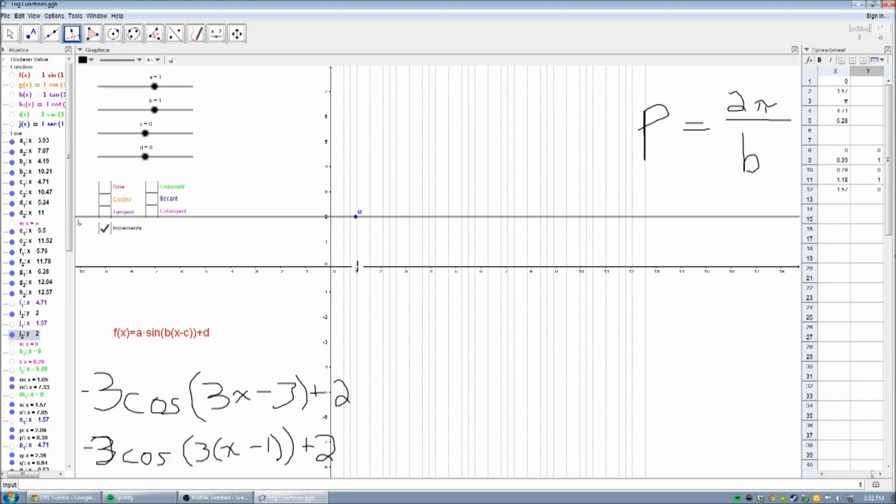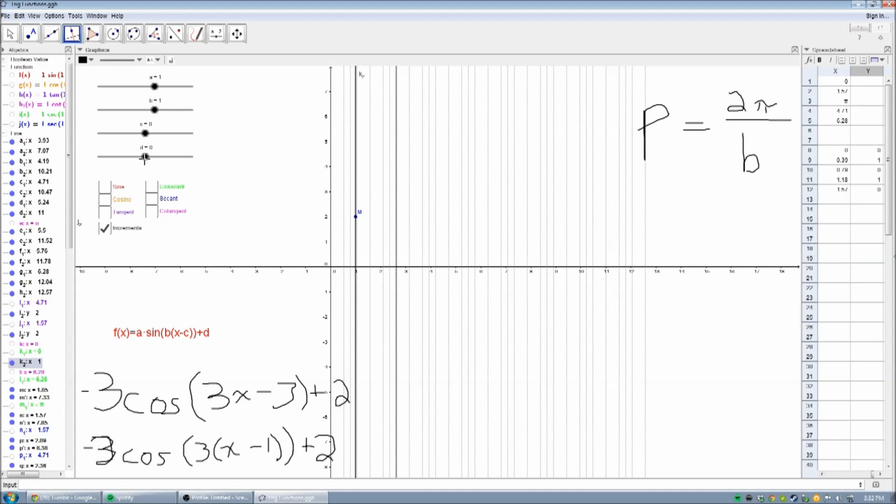So there's my x-axis, here's my y-axis, right there. Next step would be to figure out my period. Since my b value is 3, I know that my period is going to be 2 pi over 3. So from this point at 1, and actually, let's make this simpler.